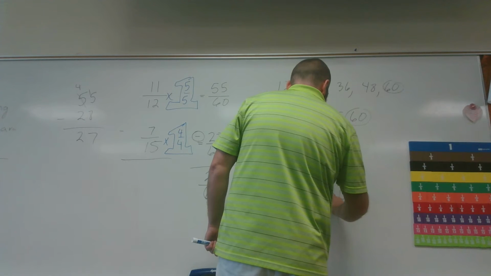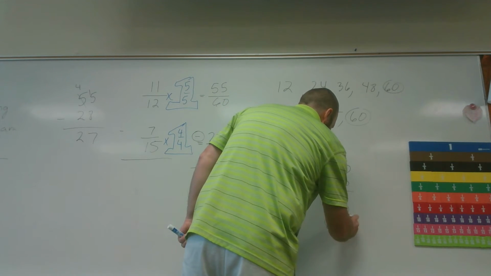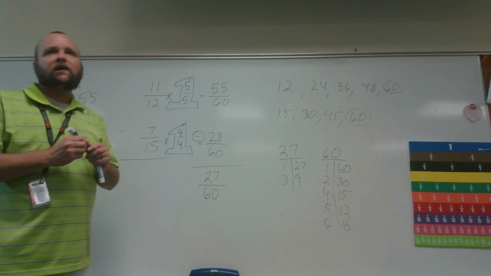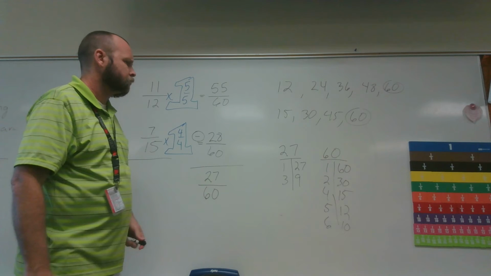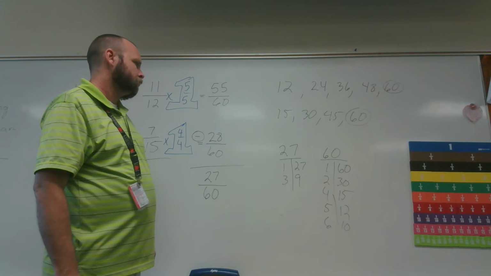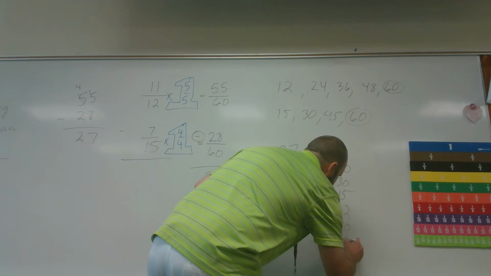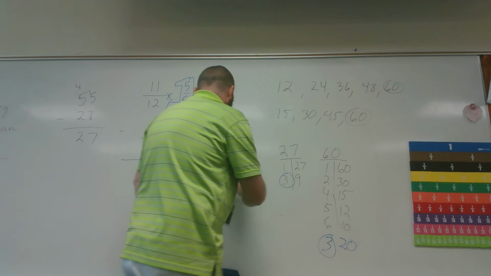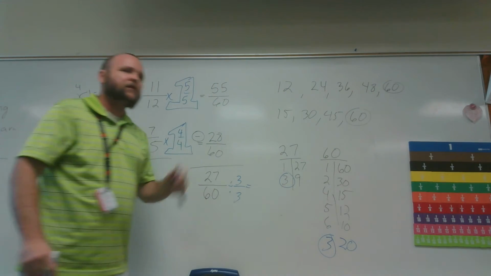5 times 12, 6 times 10. So what is the greatest common factor? 1? Nope. Oh, we forgot 3 and 20, didn't we? You're right, it's 3. That means we have to divide these both by 3. 27 divided by 3 is?